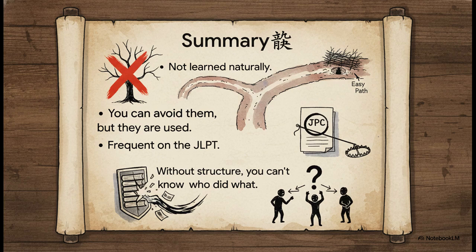All right, let's summarize the intelligence report. 1. Causative and passive are not learned naturally. 2. You can avoid them in daily conversation, but in the real world they are used. 3. They appear frequently on the JLPT. 4. If you don't understand the structure, you won't know who did what. And 5. Vocabulary alone is not enough to deal with them.